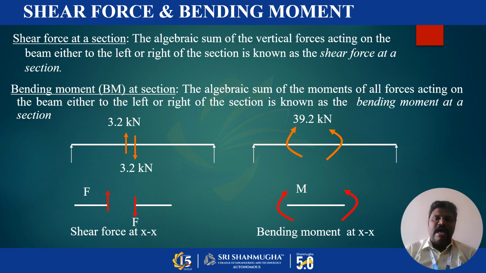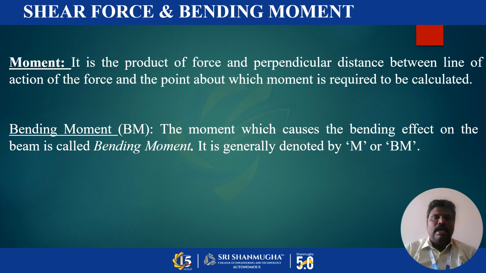So left is upward, left is clockwise, right is downward and right is anti-clockwise. And this is about the moment, the product of force and the perpendicular distance between the line of action of the force and the point about which the moment is to be calculated. Bending moment, the moment which causes the bending effect on the beam, is generally denoted by M or BM.